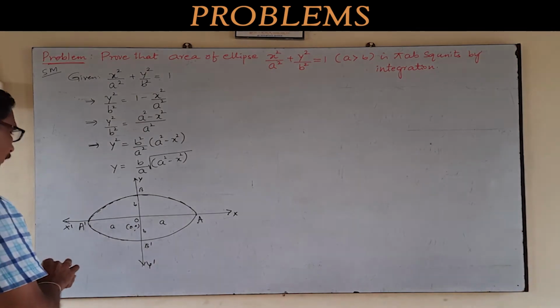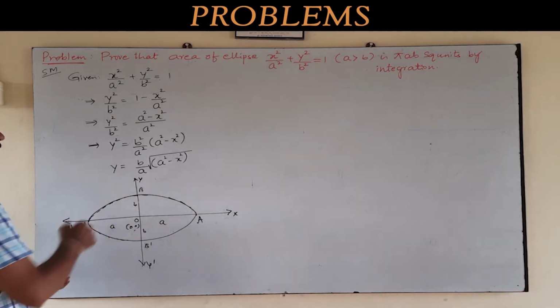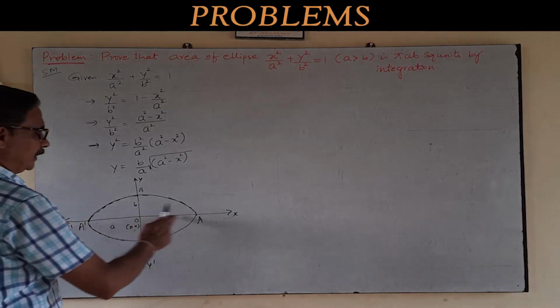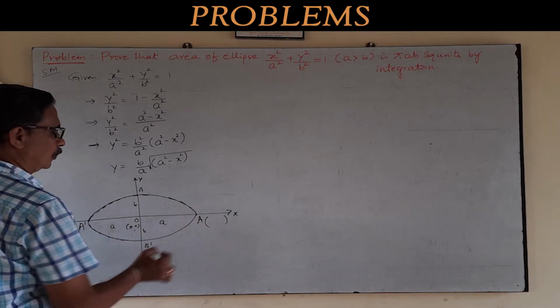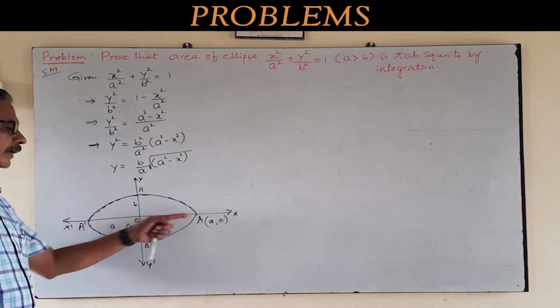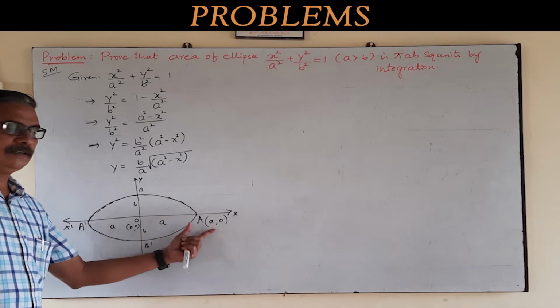Now the question is to find the complete area of that part. Since O is the origin, OA lies on which axis? X-axis. Therefore, the coordinates of point A are A comma 0, because OA lies on the x-axis and the OA length is A.